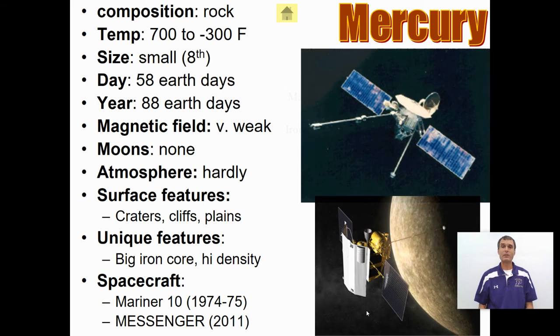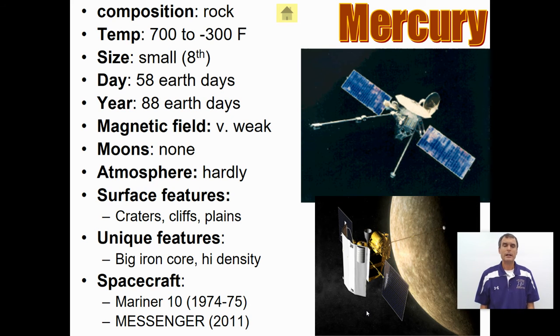We have sent some spacecraft to Mercury, not very many. The Mariner 10 was a flyby mission in 1974, so it flew by and took pictures as it went by, and then it flew around the other side. So we only had pictures of half of Mercury until the Messenger spacecraft went into orbit around Mercury, almost 35 years after the Mariner spacecraft.